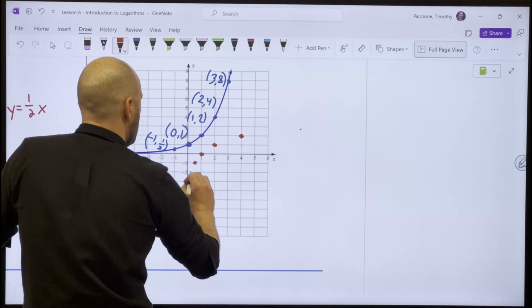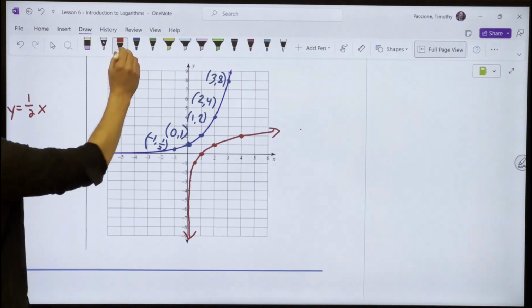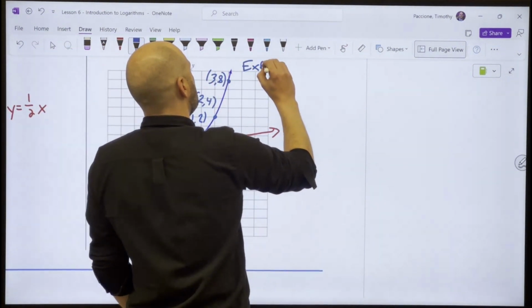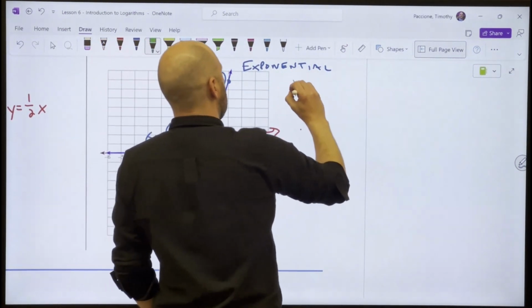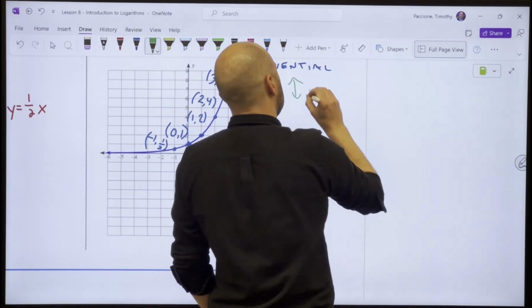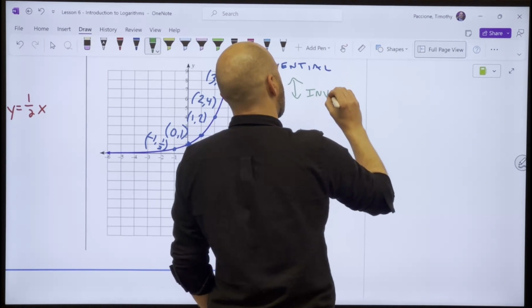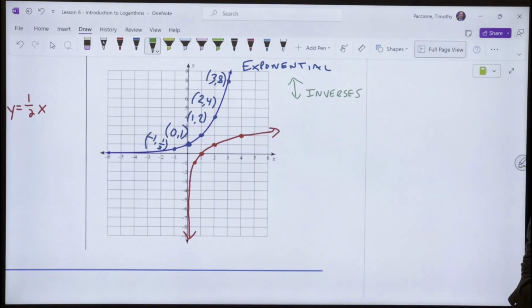So this is what the inverse of an exponential function looks like, right? Because this is exponential, and this was the inverse. And they are inverses of each other, by the way. Now, we have a name for the blue one. We should have a name for the red one. Anybody have a guess what that name might be? Well, they are inverses, but they have their own names too.